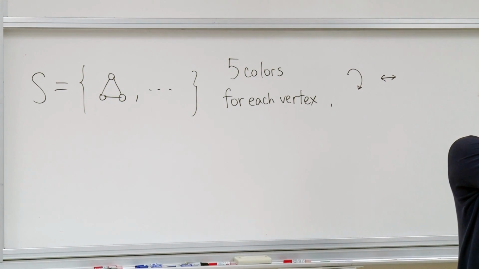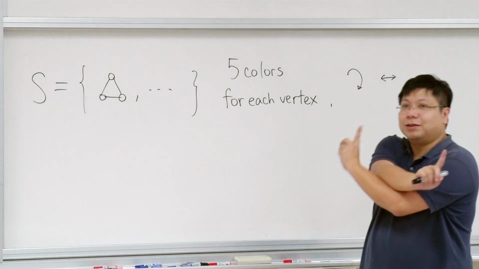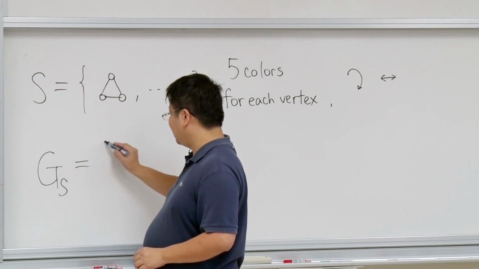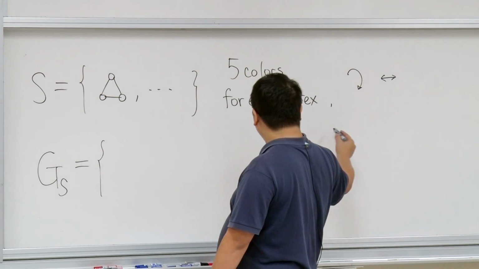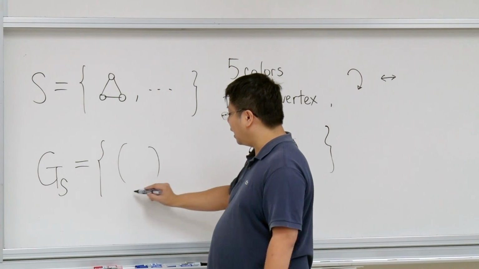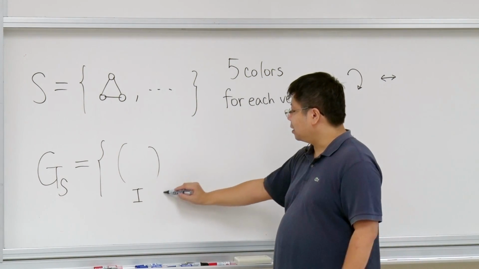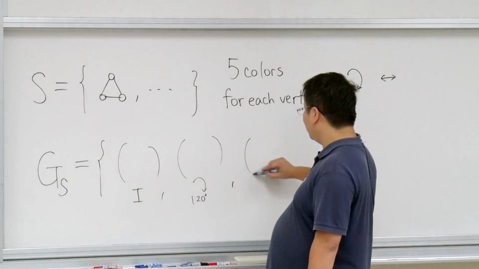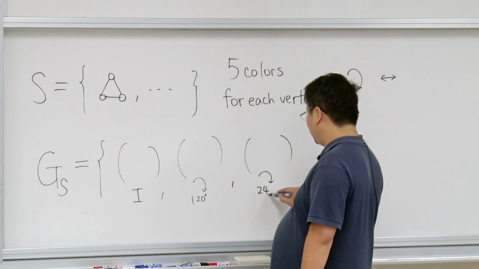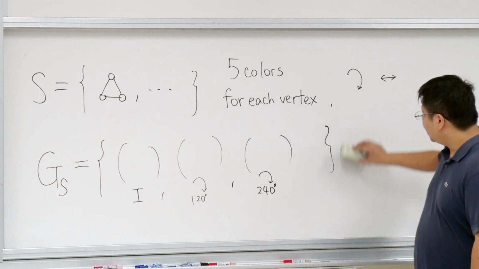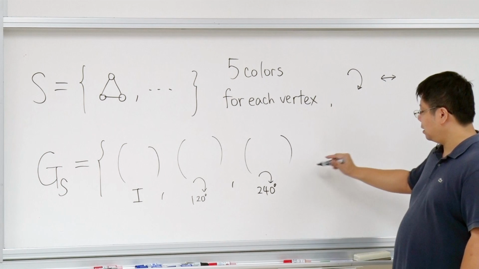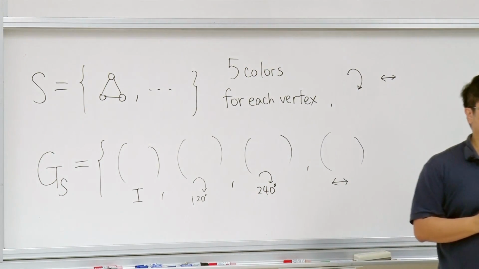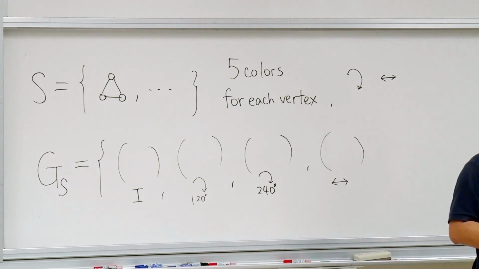So here, how many permutations should we now consider? We should have one that is the identity, right? One that is rotated by 120. One that is rotated by 240, right? And there should be one that is flipped. Flipping, so I flip this. And what else?